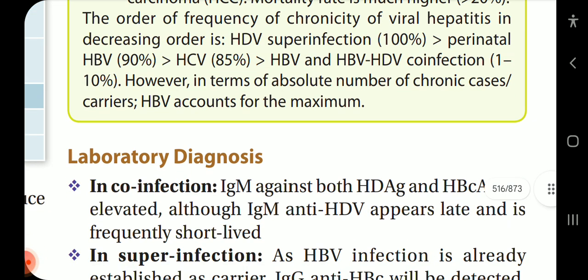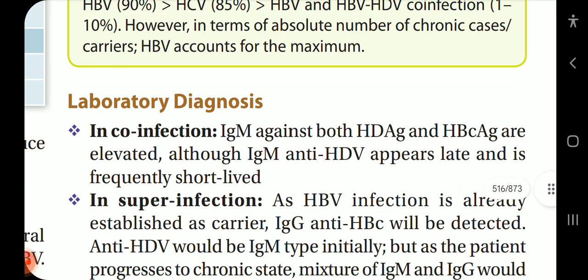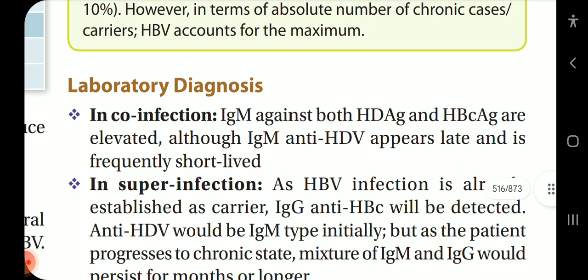The order of frequency of chronicity of viral hepatitis in decreasing order is HDV superinfection 100%, more than perinatal HBV 90%, more than HCV 85%, more than HBV and HBV-HDV co-infection 1 to 10%. However, in terms of absolute number of chronic cases or carriers, HBV accounts for the maximum.